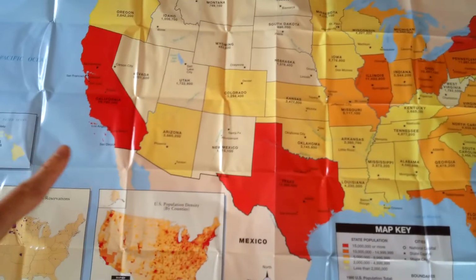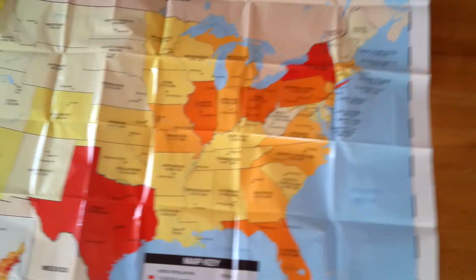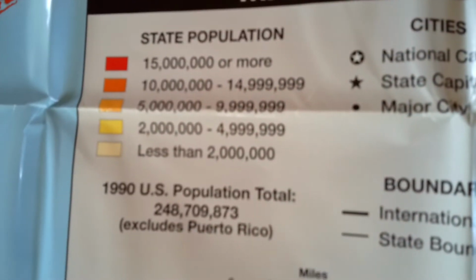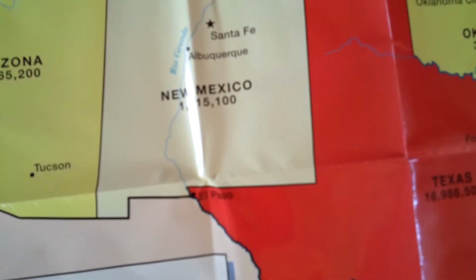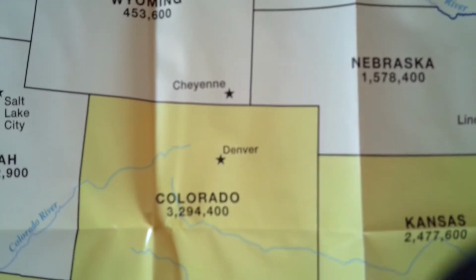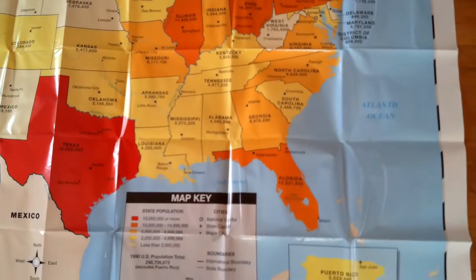And those states are California, Texas, and New York. States that are kind of the lightest color, tan, those are states that have the least amount of people compared to other ones. So a state like New Mexico or Wyoming, those states have less people. And then in between, there's kind of a medium orange and a light yellow.